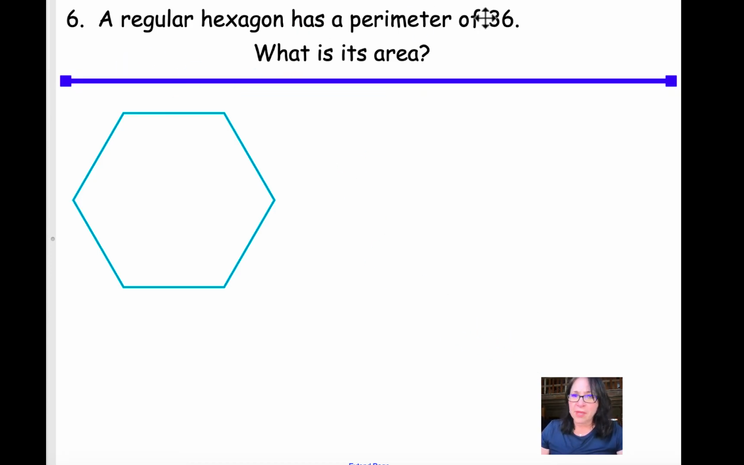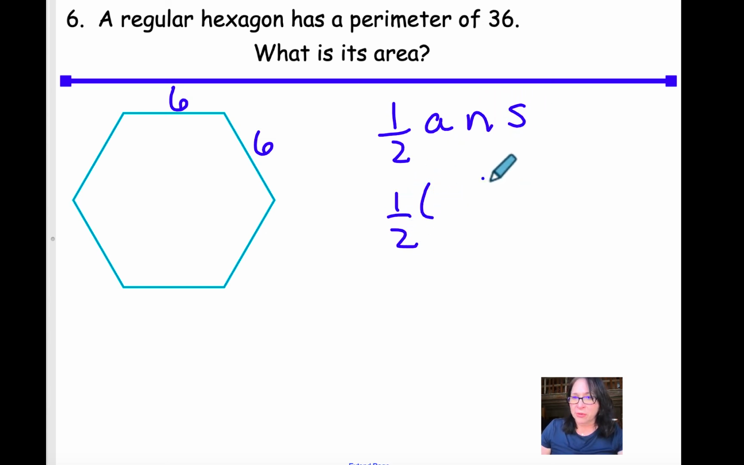For this problem, it says that the perimeter is 36, and so each one of these sides is going to be a length of 6. So we're going to go 1/2 my apothem, which I don't know, times the number of sides, which is 6, times the length of one side, which is also 6.